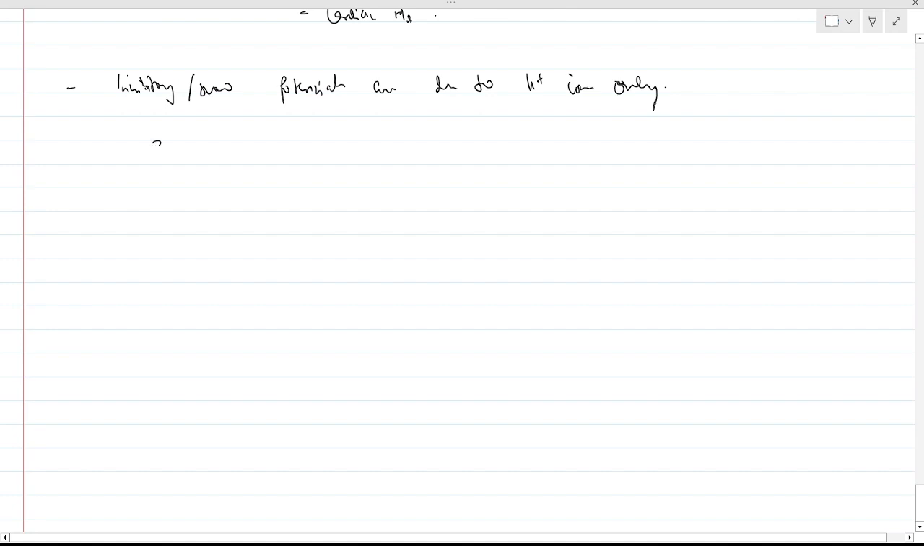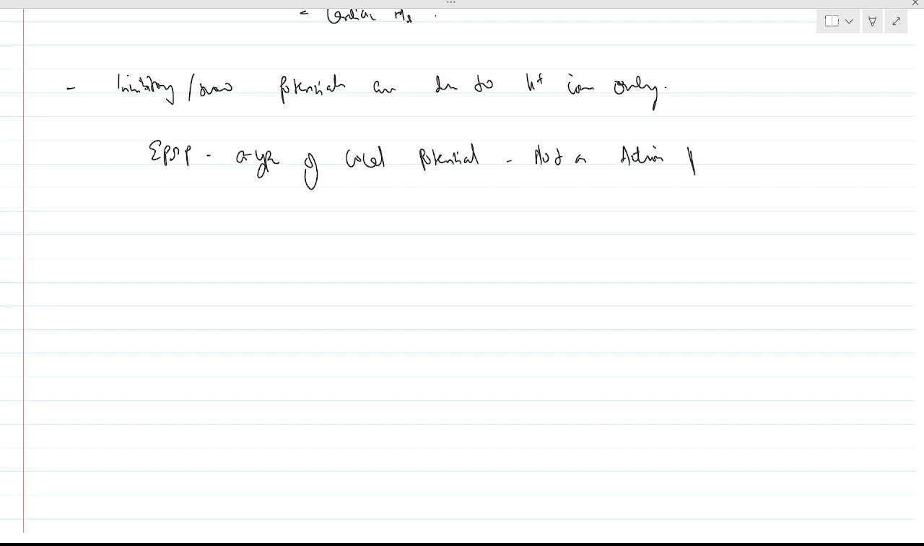Now the EPSP, excitatory postsynaptic potential, is a type of local potential. It's a type of local potential, not an action potential. It's not an action potential.